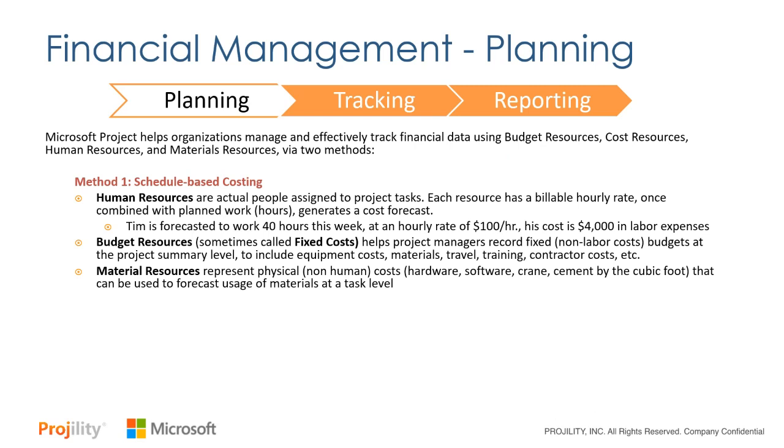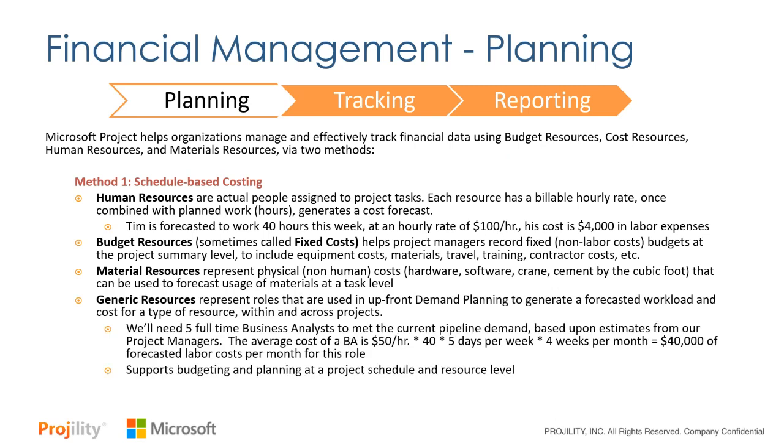The next kind of resource is what we call a generic resource. And a generic resource is a role. That is something we're going to use to forecast different types of resources we're going to need upfront in our planning process. This may be things like, hey, we're going to need 5 business analysts or 3 developers or 5 project managers on the incoming requests we have for projects. We come up with a loaded rate, like $50 an hour that you'll see here.